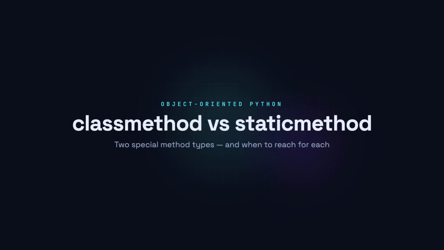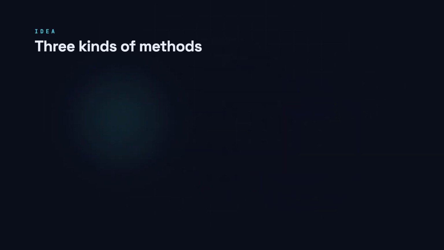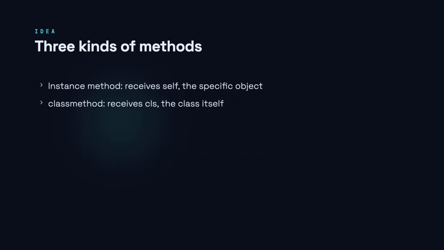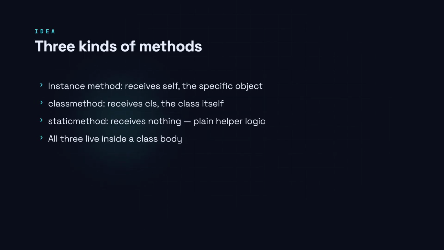In Python, not every method on a class needs to work with a specific object. Today we look at two alternatives to the ordinary instance method, class method and static method. An instance method always gets a reference to the object it was called on. A class method gets the class instead. A static method gets neither. It is just ordinary code that happens to live inside the class.